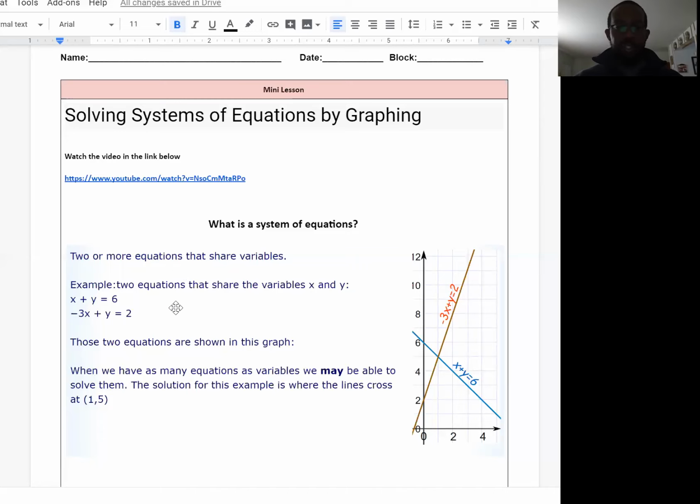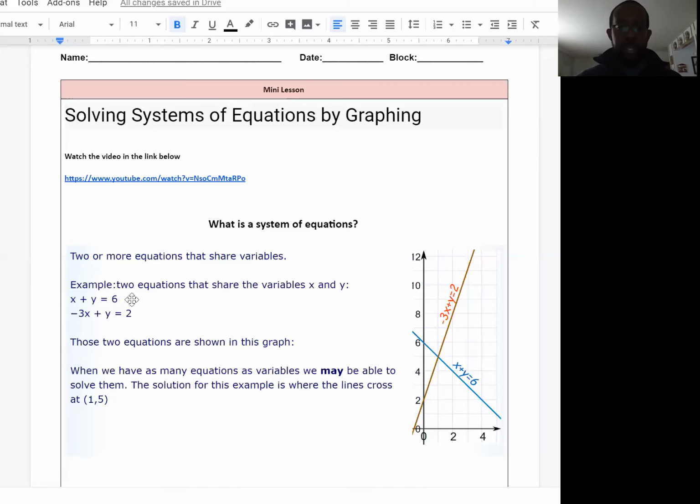Okay, so just to quickly recap, what is a system of equations? A system of equations is two or more equations that share variables. Okay, to solve the system by graphing, you need to graph both equations. Now these equations obviously are not written in slope-intercept form. Remember, slope-intercept form is the form y is equal to mx plus b.